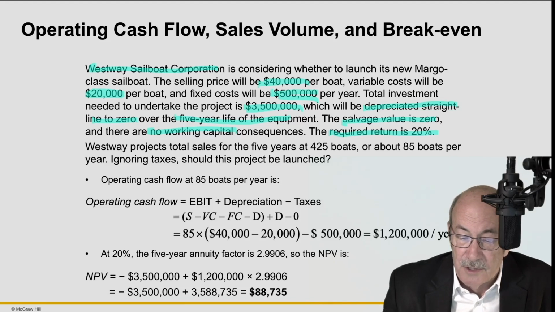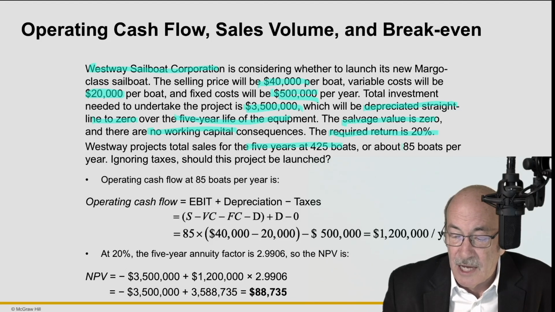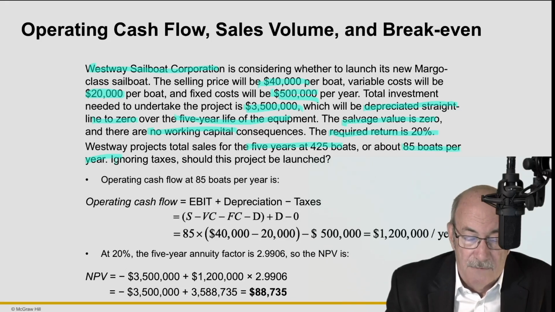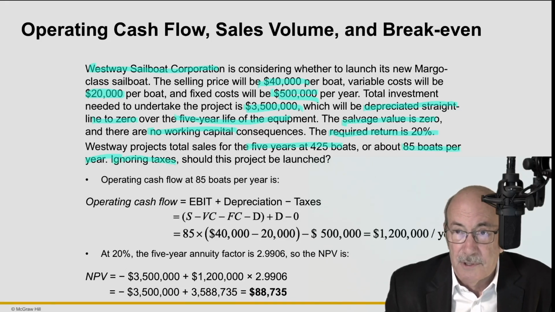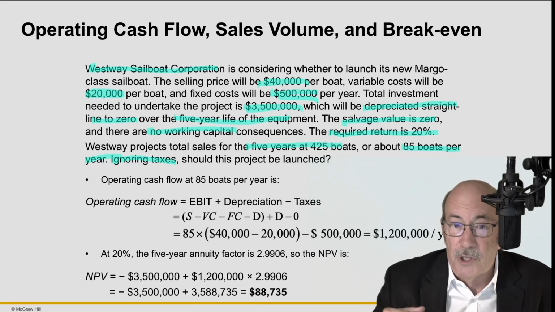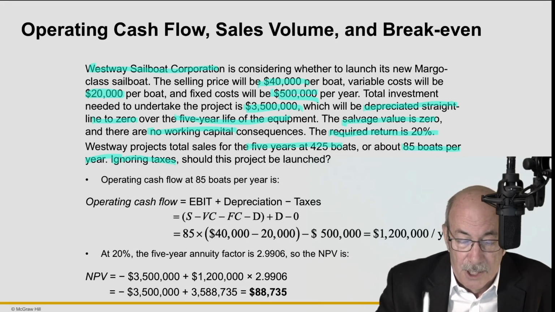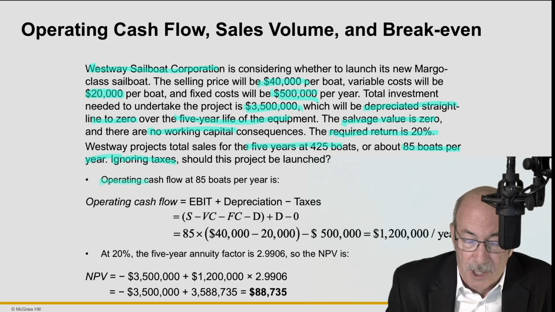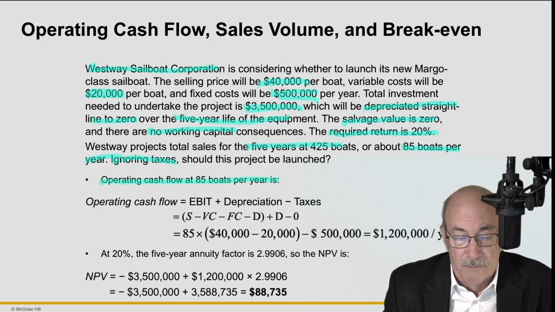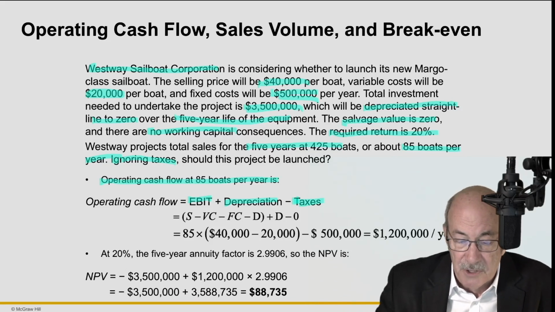They project that they should be able to sell 425 boats over the 5 years. That's 85 boats per year. And for the moment, we're going to ignore taxes. The question is, should we launch the project? All right, so what is the operating cash flow for 85 boats per year? Well, let's start with EBIT and add back depreciation. Since we're ignoring taxes, the tax would be zero.